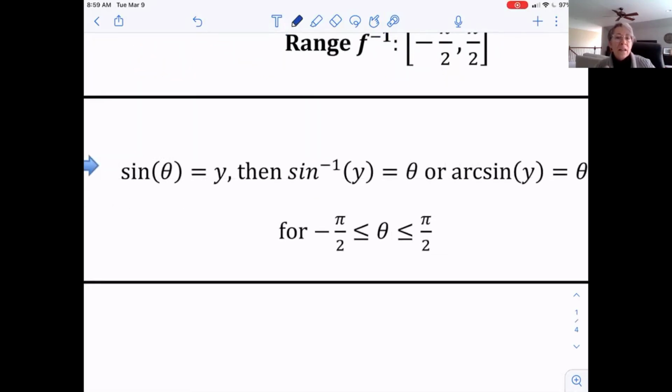The same thing is true for the sine function. If you're taking sine of an angle theta and it equals a y value, then when you do the sine inverse, that argument is now the y value, and it should give us the angle back. Now they use two different forms. You may see inverse sine written as sine with a -1, or you may see it as arc sine. They're the same thing, don't get confused. They switch them out just so you get used to both of them. But remember, this is only true between negative pi over 2 and pi over 2.